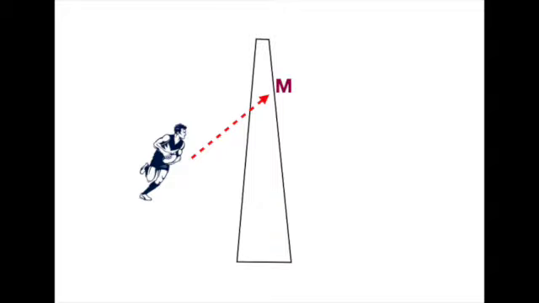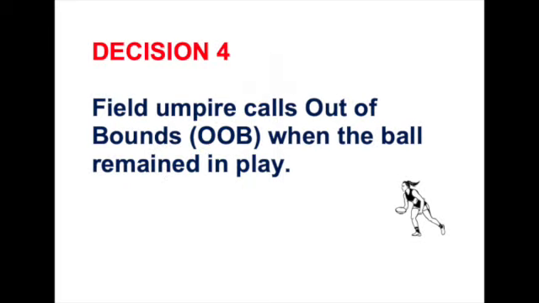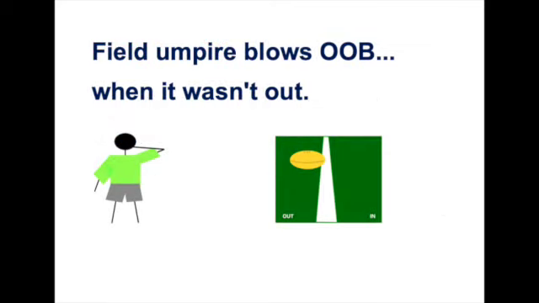What action should a boundary umpire take if a field umpire has blown their whistle believing the ball to be out of bounds? Pause here before we have a look at the possible outcomes.